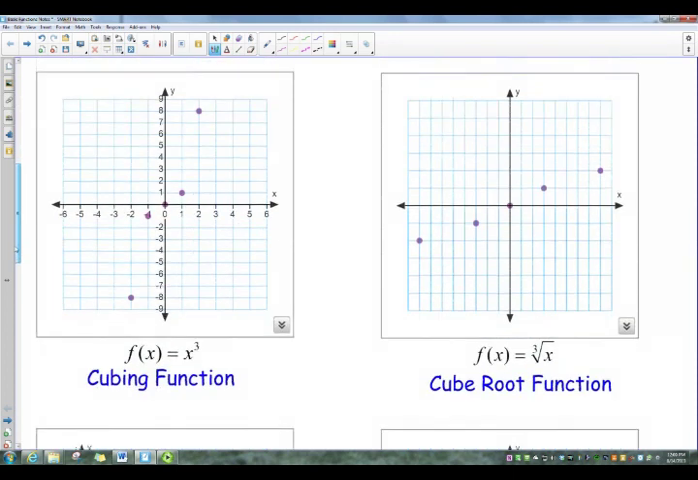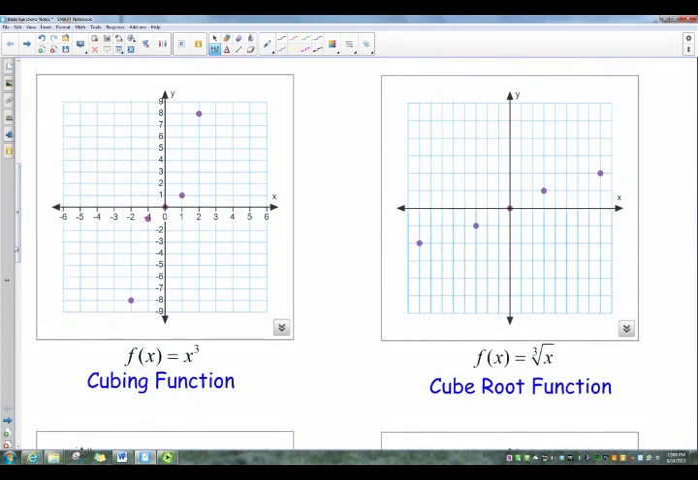Okay, the third one is what's called the cubing function. Notice I just have some dots here. But what happens is if you connect these points, you end up with a graph that looks something like that. And this is what happens when things are cubed. So, again, going point by point, 0 cubed is 0. That's why the point 0, 0 is there. 1 cubed is 1. That's why the point 1, 1 is there. 2 cubed is 8. And that's why the point 2, 8 is on my graph. Okay, so that's the cubing function.